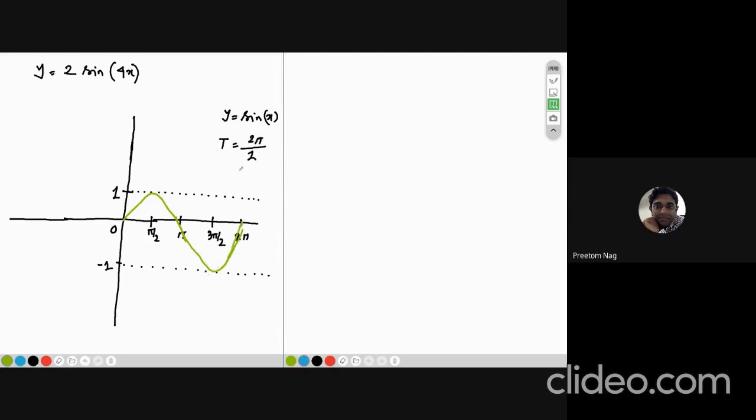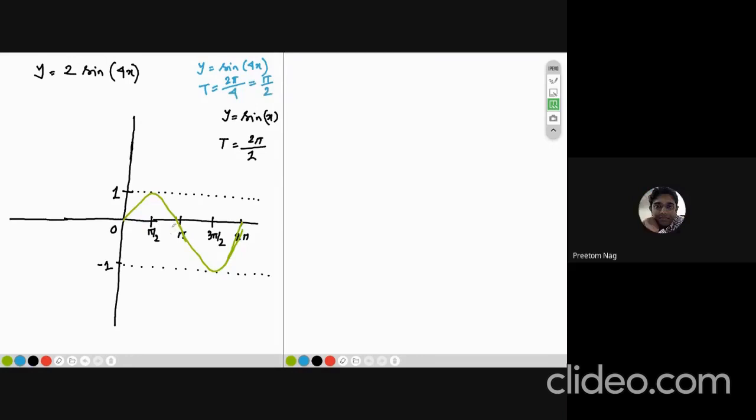Come on. So next we would like to draw the graph of y equals sine 4x. For y equals sine 4x, what will be the period? The period will be 2 pi over 4, that means pi by 2. Now the period will be pi by 2, right?